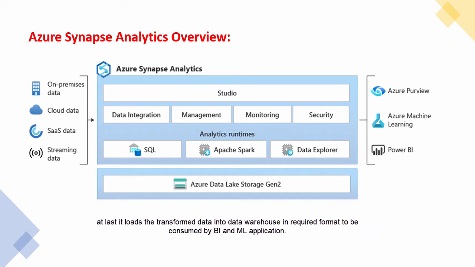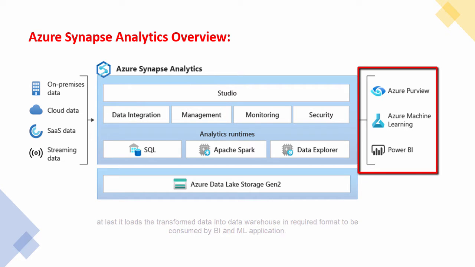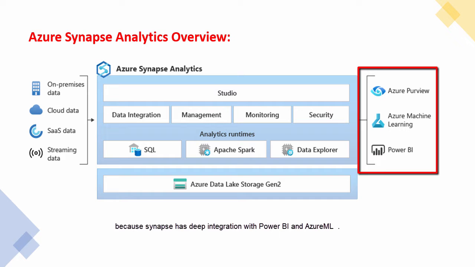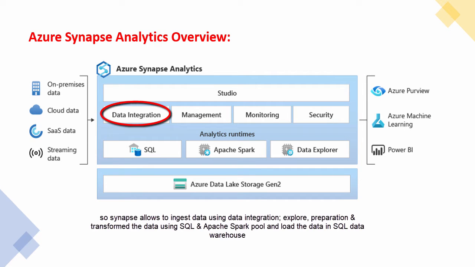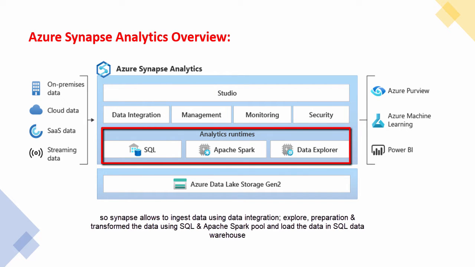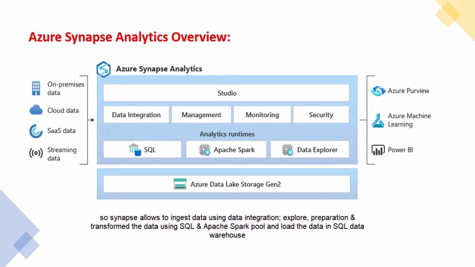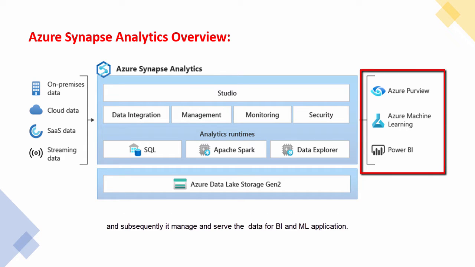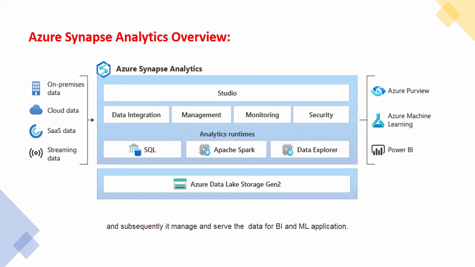At last, it loads the transformed data in the data warehouse in the required format to be consumed by BI and ML applications, because Synapse has deep integration with Power BI and Azure ML. So Synapse allows us to ingest data using data integration, explore, prepare and transform the data using SQL and Apache Spark pool, and load the data in the SQL data warehouse, and subsequently it manages and serves the data for BI and ML applications.